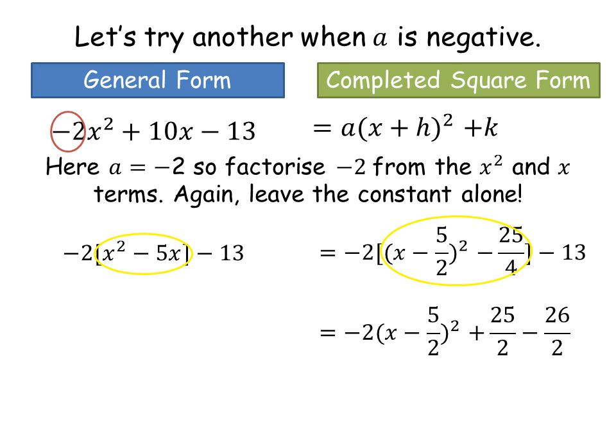Multiply through the square brackets with the negative 2. So negative 2 multiplied by x minus 5 over 2 all squared. But negative 2 by negative 25 over 4 is plus 25 over 2. I must take my negative 13 and express it as an equivalent fraction with the same denominator so that I can simplify these two constants. And so negative 2x squared plus 10x minus 13 is equal to negative 2 multiplied by x minus 5 over 2 all squared minus 1 over 2.